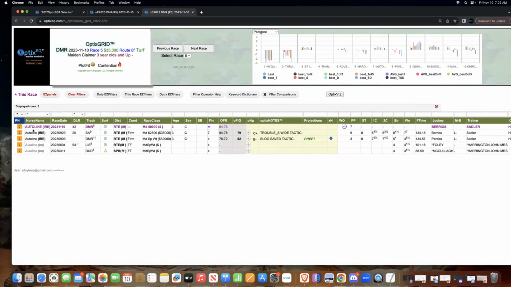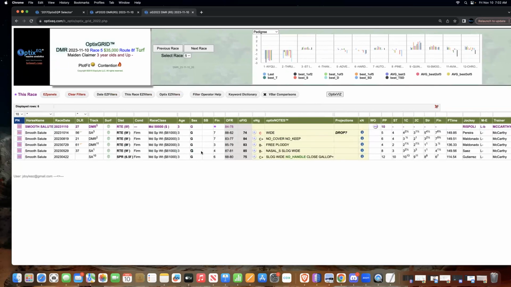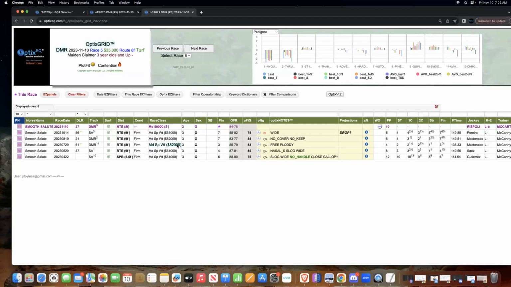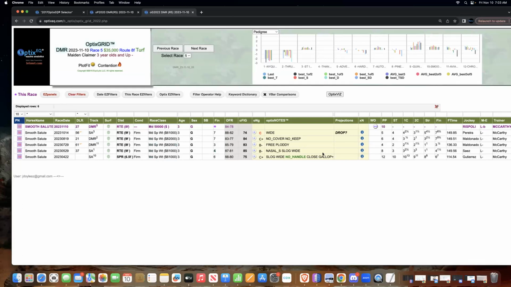And then the 10 was another one that didn't run as well, but was off a layoff last time. First time in for a tag, and again a prophetic drop by the note taker here. So there's a horse that's going to drop, and so maybe we can project some improvement. So I'd be kind of using that horse.